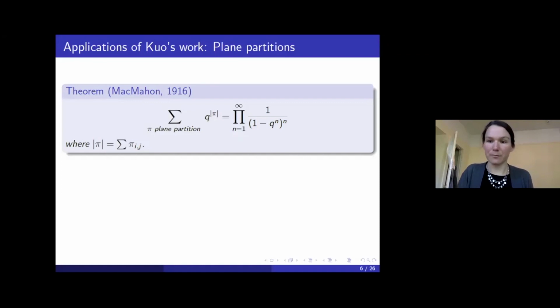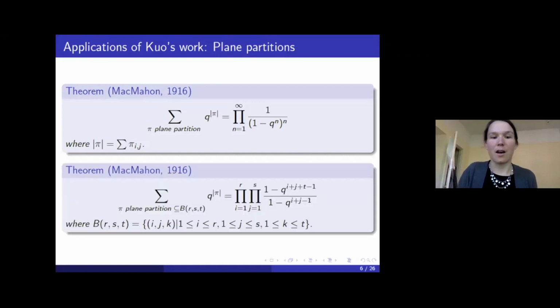And a related question to the question, how many ways can you stack n boxes in just an infinitely large room, is how many ways can you stack n boxes in a room that has restrictions on the size, so a room with dimensions r by s by t. And again, we get this really nice product formula. And this is the formula that Kuo gives an alternate proof of using his techniques.